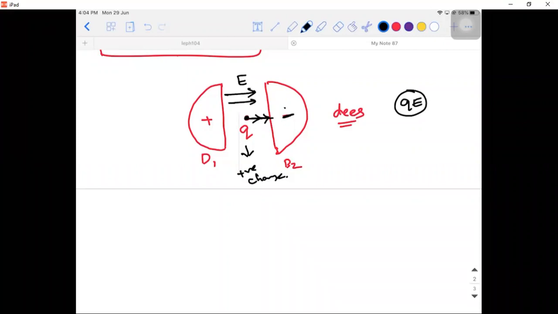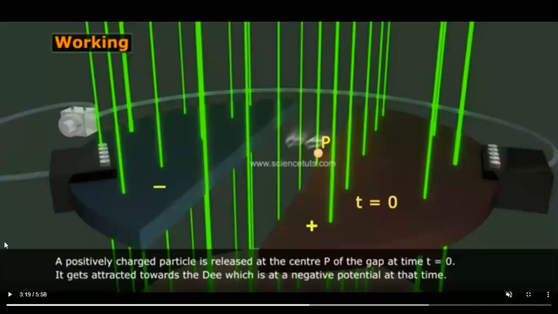So if this should not happen, what should I do to it? I should immediately be in a position to deflect this particle. Deflect means change its direction. Right? So what is a force that we know with respect to a charged particle which can change the direction of the particle without changing its speed? Magnetic field. Now you understood why magnetic field is needed. Okay. Right? Now see what will happen.